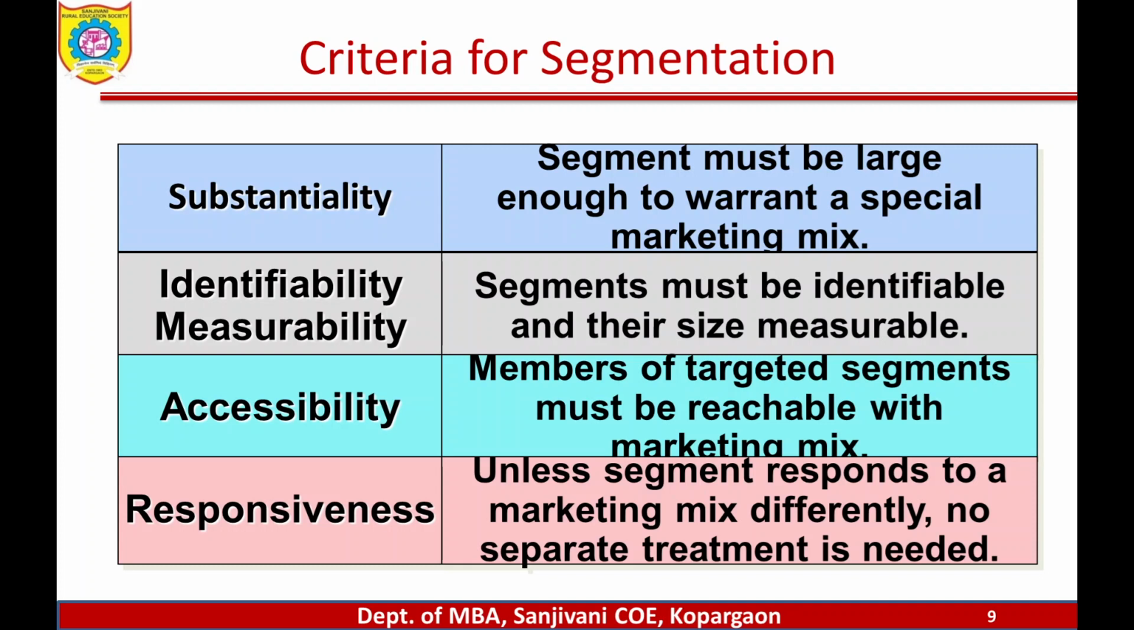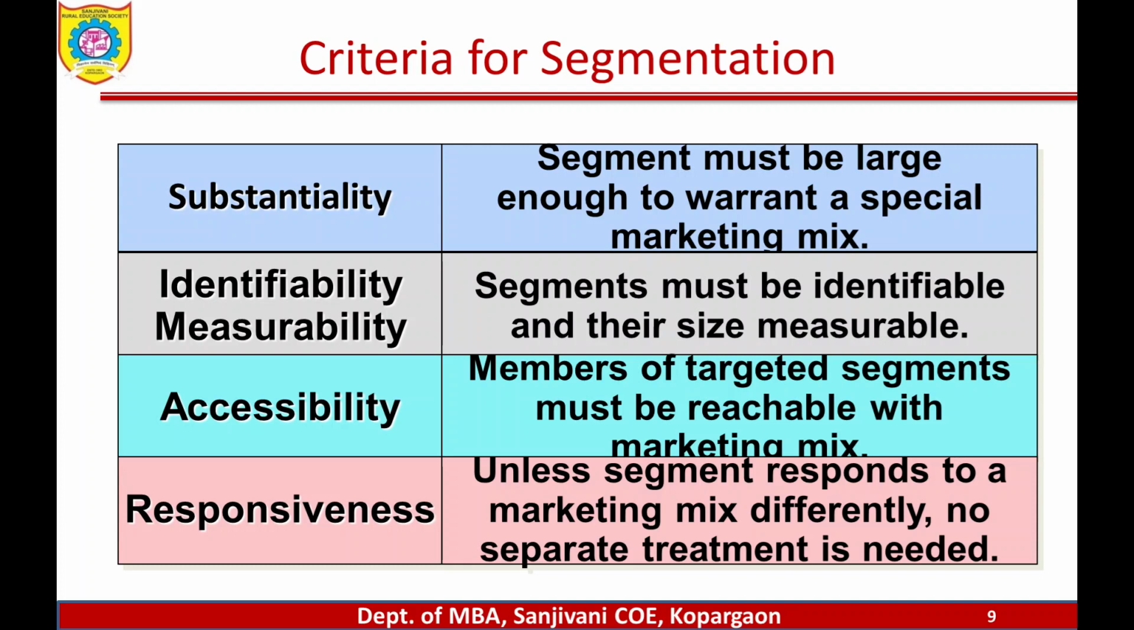If you are able to identify a particular segment, its size should be measurable. If you take the example of a diabetic biscuit from Britannia, we should know how many diabetic patients there are in India. That is called measurability. We have to check whether it is a substantial segment. If the segment is very small, it is very difficult to establish a new line of production and to sell the products across India.